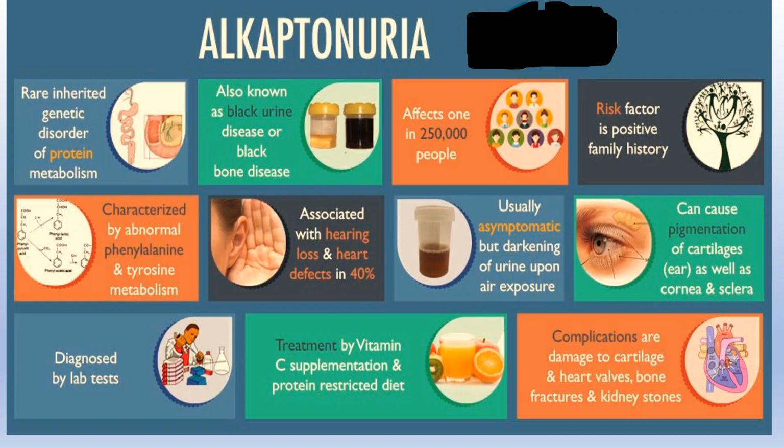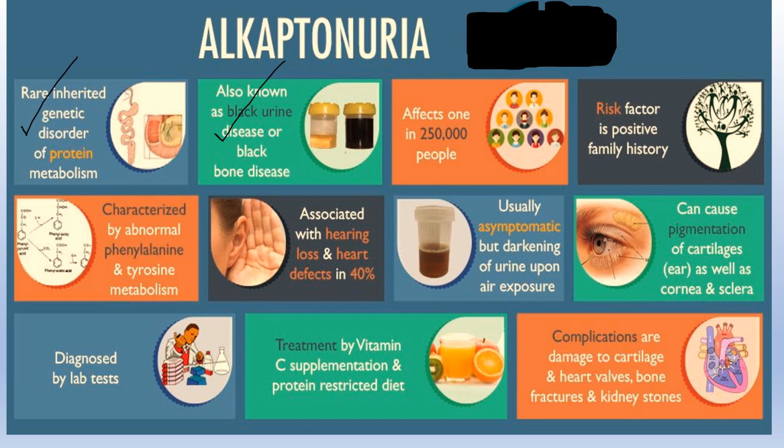I would like to end my presentation by using this slide, which wonderfully concludes whatever I've spoken for the last few minutes, and this being about alkaptonuria or endogenous ochronosis. The first point being, alkaptonuria is a rare inherited autosomal recessive disorder in the catabolic pathway of phenylalanine and tyrosine due to the deficiency of HGA. It is also known as black urine disease or black bone disease, which is due to the polymerization of HGA within the connective tissues of the body.